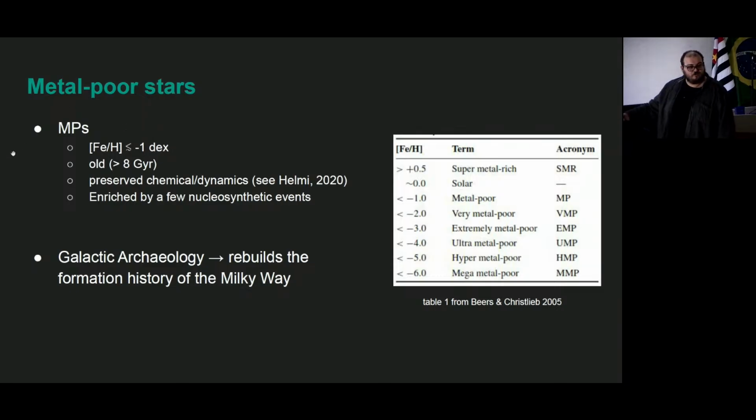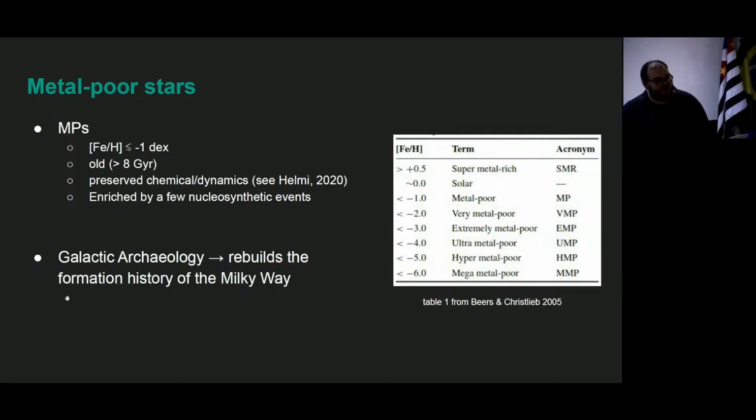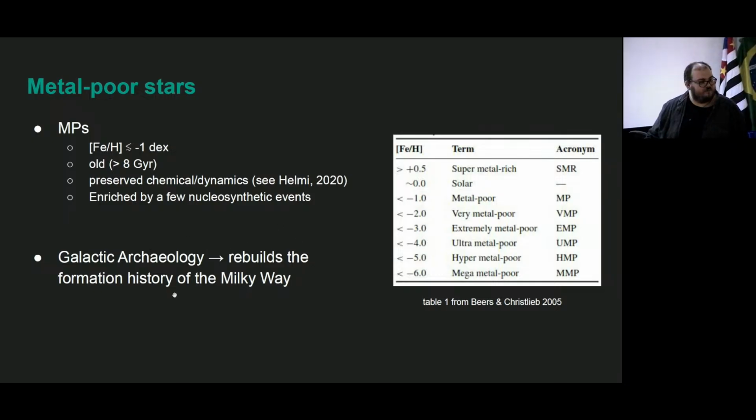They are generally old, and because they are old, they preserve in their atmospheres the chemical signatures and in their dynamics the progenitor dynamics. And because they are metal poor, they are enriched by only a few nucleosynthetic events. All of this is to tell you that there is a field of astronomy called galactic archaeology, and what galactic archaeology tries to do is to rebuild the formation history of the Milky Way.